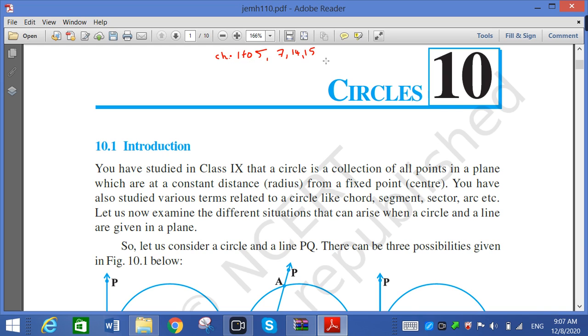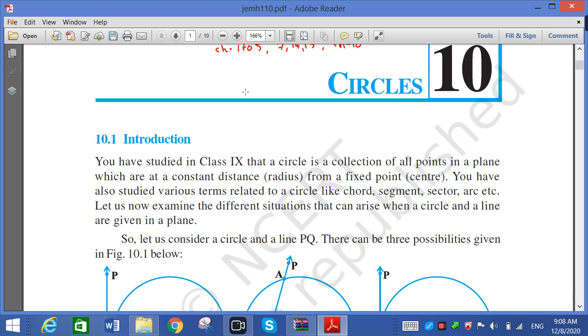15 we have completed. Now we want to start chapter number 10, that is Circle. So overall, 5, 6, 7 and 8, and this is the 9th chapter we have started. Chapter number 10 we have started now. In chapter number 10, it has only 4 or 5 marks weightage. Now the weightage may change because the syllabus is reduced.